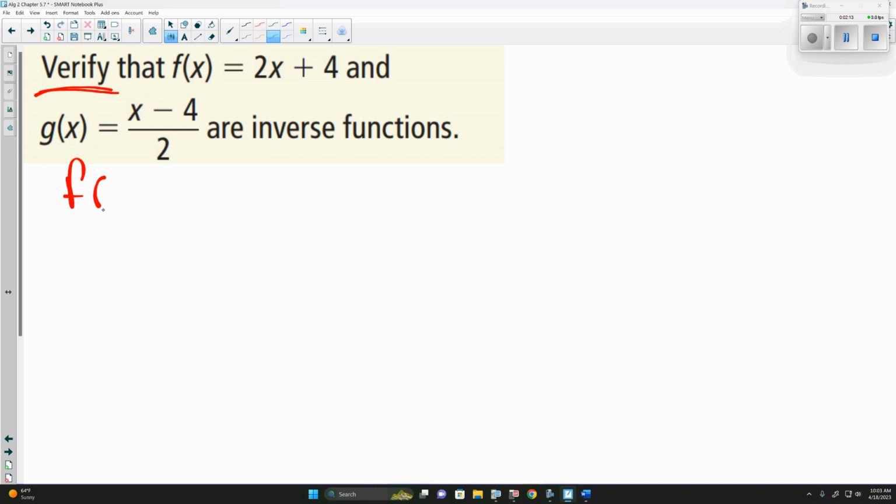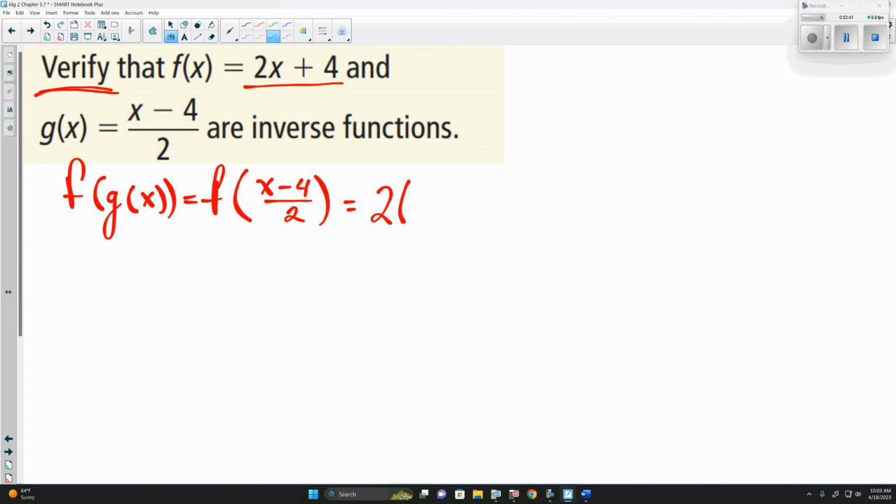So we can start off with f of g of x. The first part is we're plugging x into g of x, which really just says that we're replacing g of x with its function, x minus 4 all over 2. Now at this point, we're going to plug x minus 4 over 2 into every x in f of x, which tells us that we have 2 times the quantity x minus 4 divided by 2, plus 4.